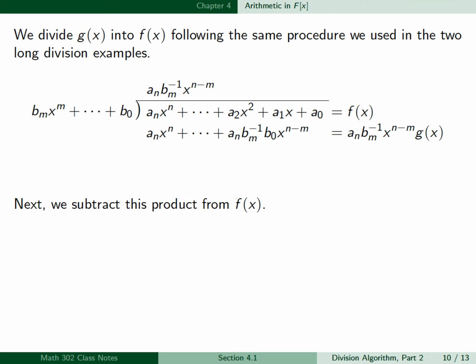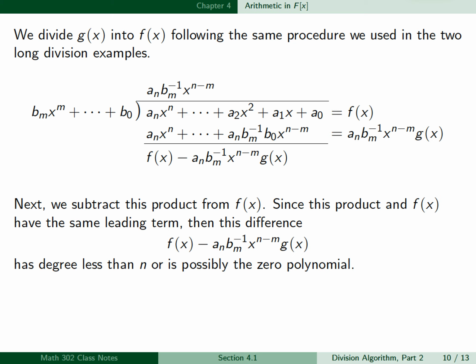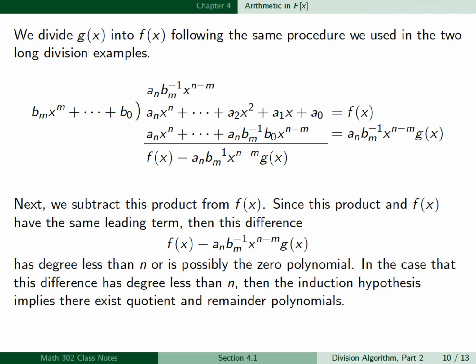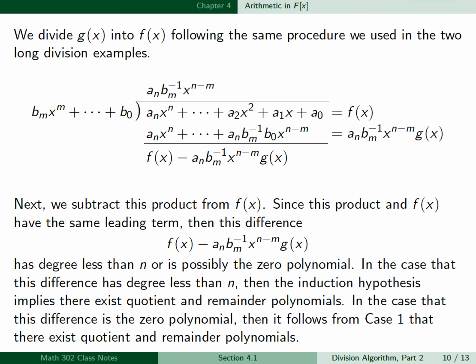Then when we subtract this product from f of x, since the product and f of x have the same leading term, this difference has degree less than n, or is possibly the 0 polynomial. So the first terms cancel one another after we subtract, and we're left either with a polynomial with degree strictly less than n, or possibly the 0 polynomial if all the terms cancel. Now in the case that this difference has degree less than n, then the induction hypothesis implies there exist quotient and remainder polynomials. In the case that this difference is the 0 polynomial, then it follows from case 1 that there exist quotient and remainder polynomials.